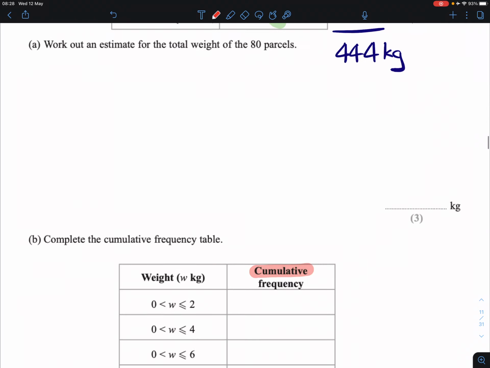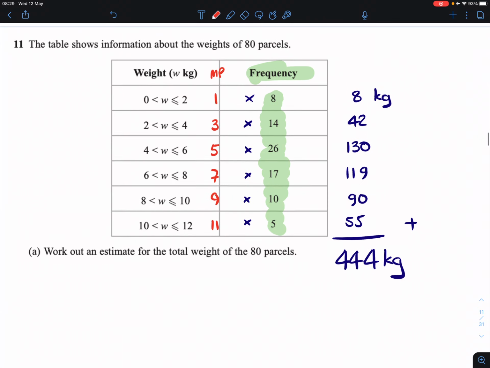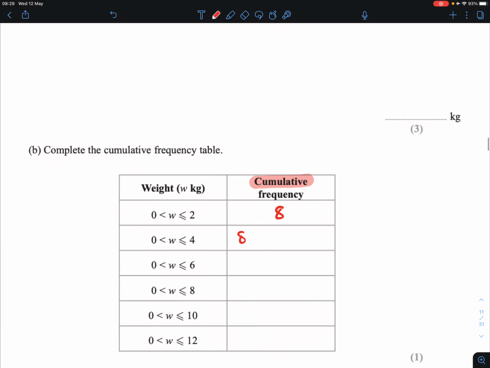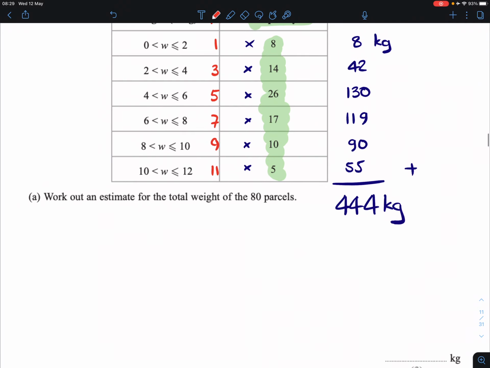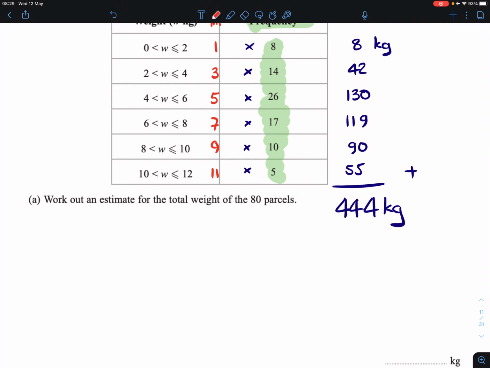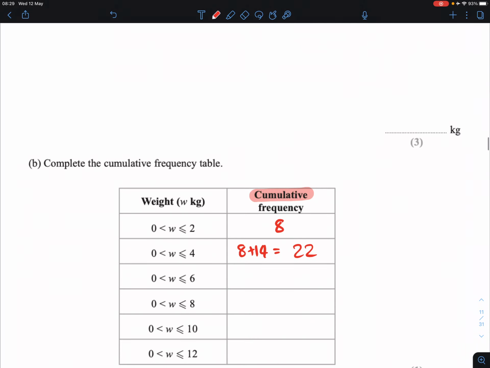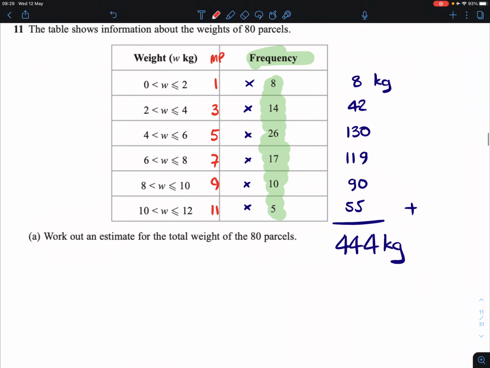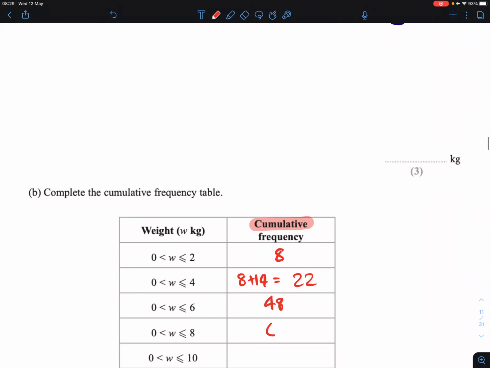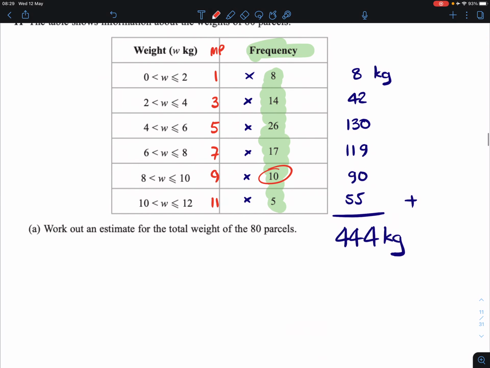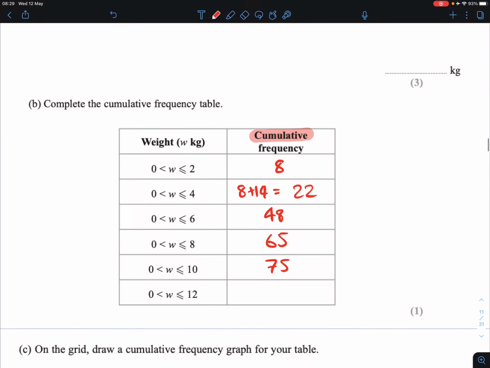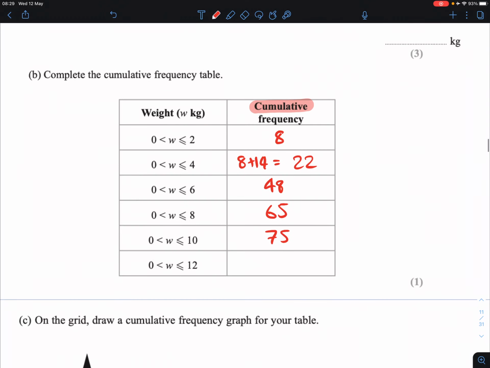So the first one, 0 to 2, is exactly the same. We have 8. The second one is the 8 and 14. So that gives us 22. And we continue adding on like that. 0 to 6 would be the 0 to 2, the 2 to 4, and the 4 to 6. Or you can just add the 4 to 6 to the previous number. Like I said, you accumulate these frequencies. So if we do so, our 22 plus 26 gives us 48. Or 48 plus 17 gives us 65. Or 65 plus 10 gives us 75. And then our 75 plus the 5 at the end will give us 80.